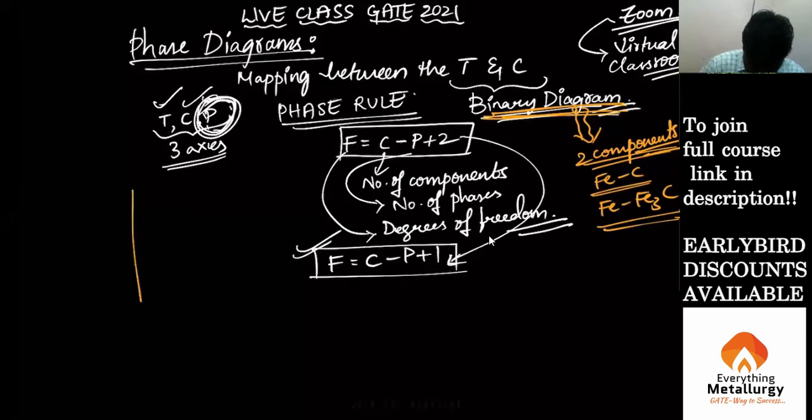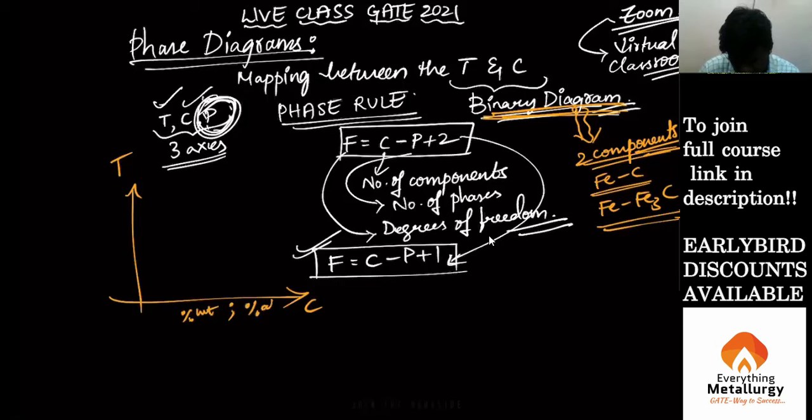So this is what binary systems or binary phase diagrams explain to us. One thing I will explain again: in a binary system, we express the temperature on the y-axis and the composition on the x-axis. Usually we use the units of percent weight or percent atom, that is, weight percentages and atom percentages, for the composition axis.